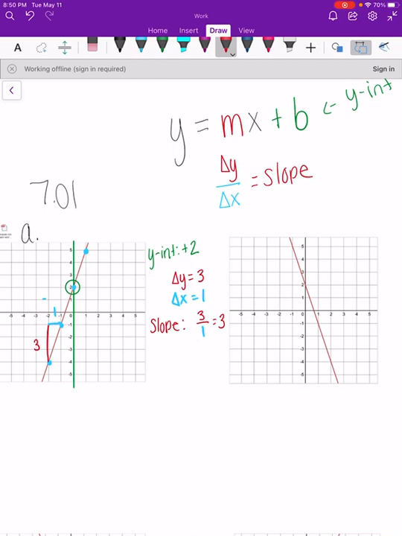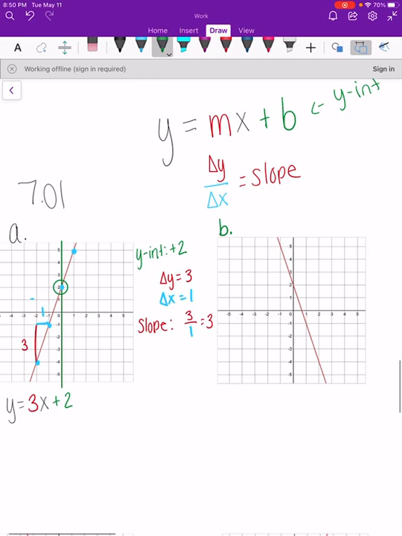So when I'm writing my equation y equals mx plus b, this is y equals m, which is my slope, which is 3, x, and then my y-intercept is positive 2. And there's my equation. Let's go on to letter B. We'll call this one letter B over here.